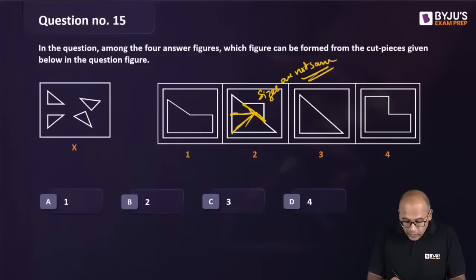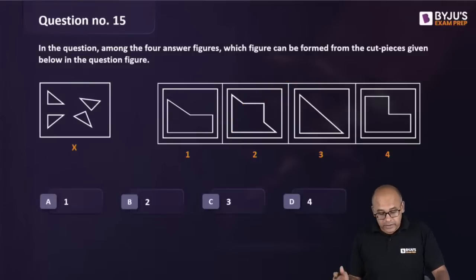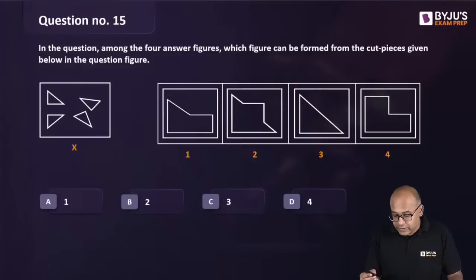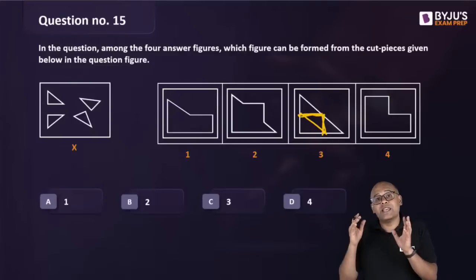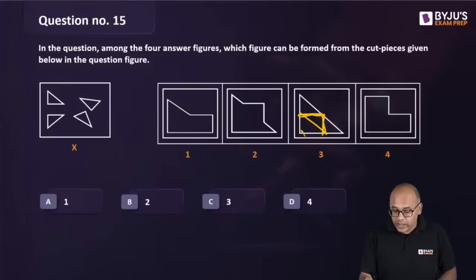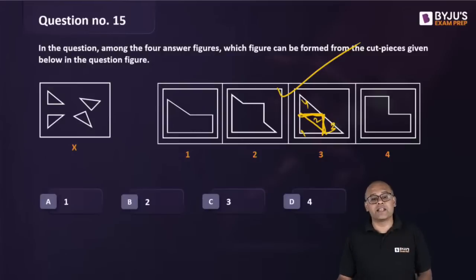Let's take a look at how can I draw that in the third one. 4 right angle triangles I need to draw in the third one. Is it possible? Let's say, okay, so this is one triangle, so let me draw one right angle triangle like this, then one triangle like this and one triangle like this. Now you can see that I will have 4 same shaped, same size right angle triangles. 1, 2, 3, 4. Therefore, the third figure is the correct answer.